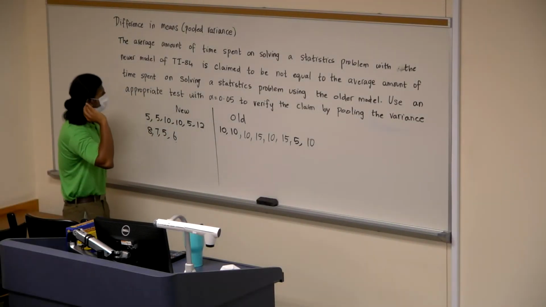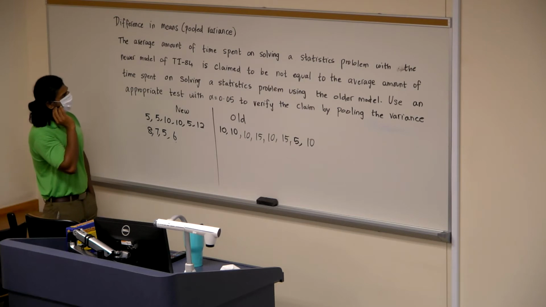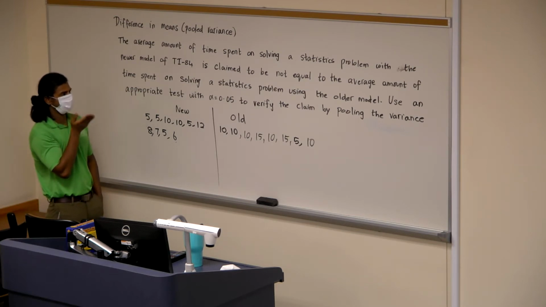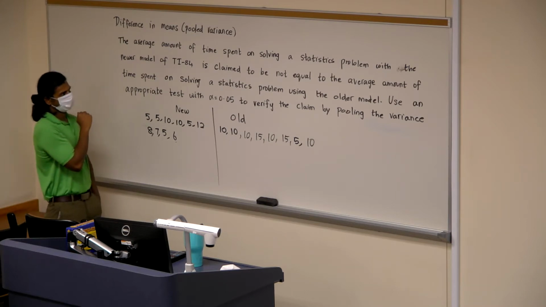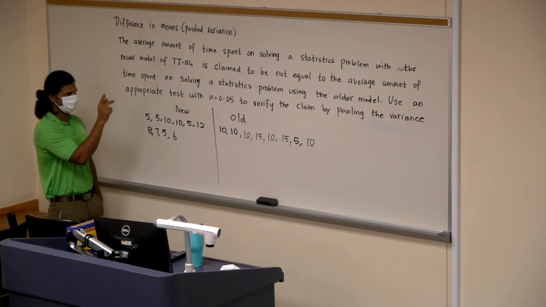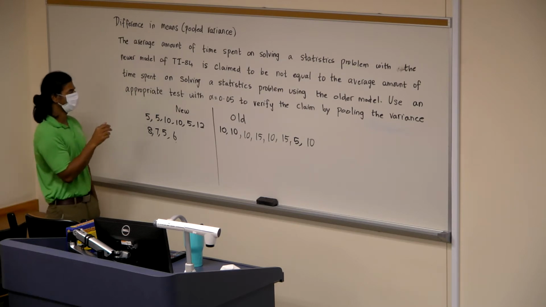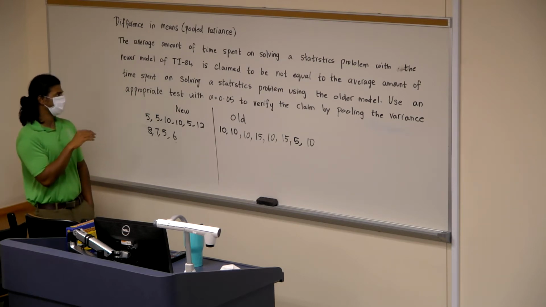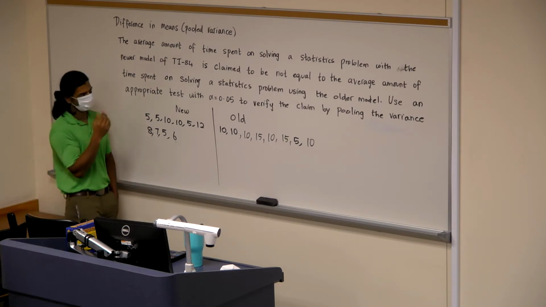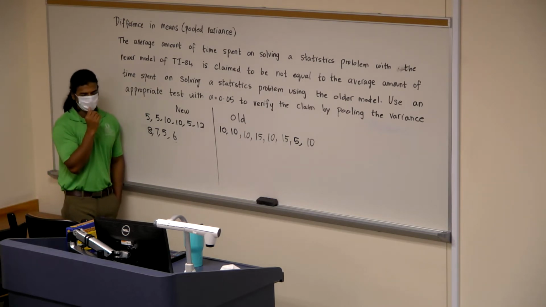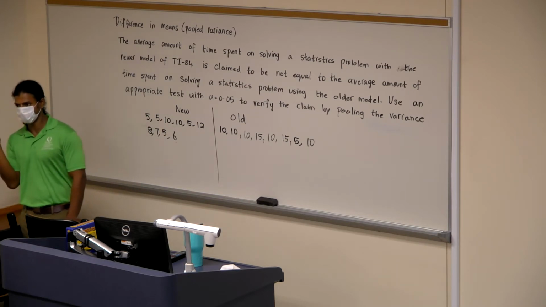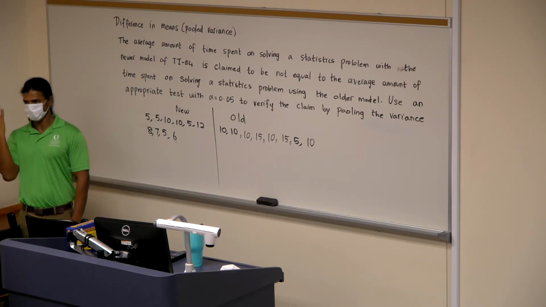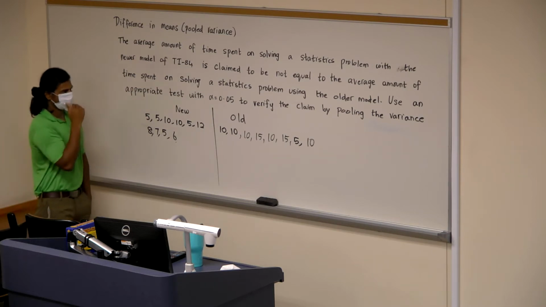So our objective is to compare the average amount of time spent on solving a statistics problem with the new model of TR84, and the claim is that it is not equal to the average amount of time spent on solving a statistics problem using the older model. I'm going to assume that all problems are of the same difficulty, or else it's going to defeat the purpose. Do you agree? So that's an assumption.